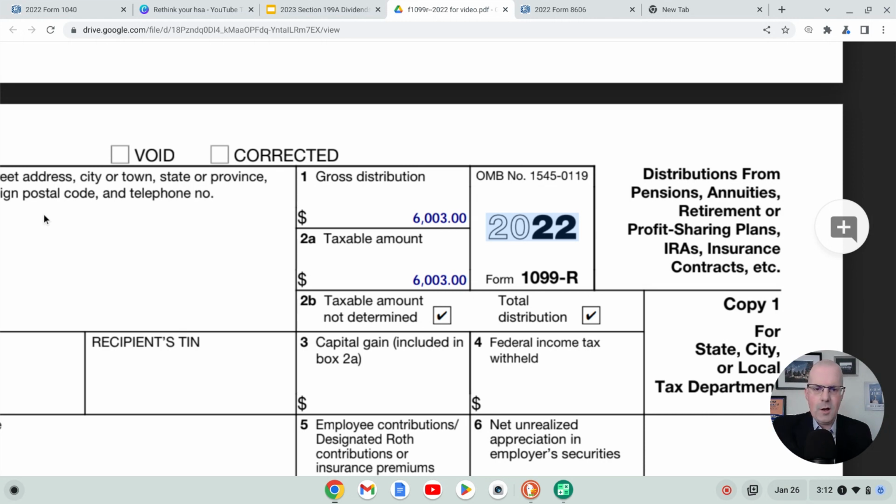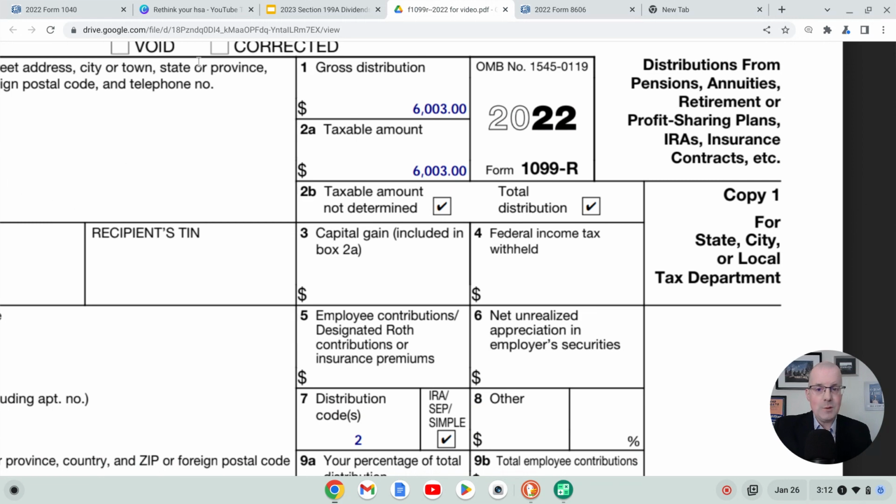And then notice some of these other boxes here, right? Taxable amount not determined. That box is checked. Guess what? You're going to determine the taxable amount by doing the tax return, hopefully correctly, right? And then it does check that it was a total distribution because that's what you do when you do a backdoor Roth. And then we have distribution codes. Box 7 says 2. That's important. That's basically a tax law way of saying no 10% early withdrawal penalty, right? When you do a Roth conversion, there's no 10% penalty.